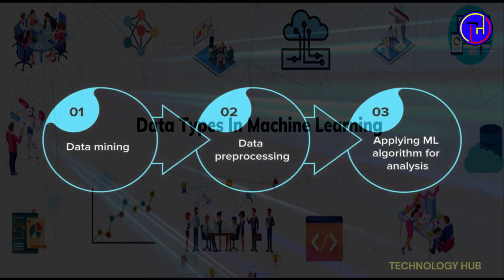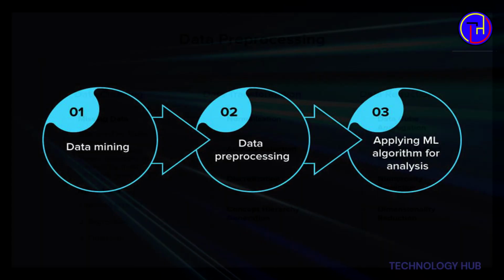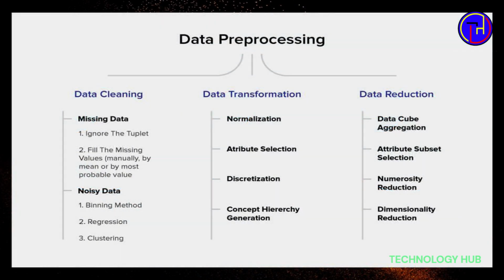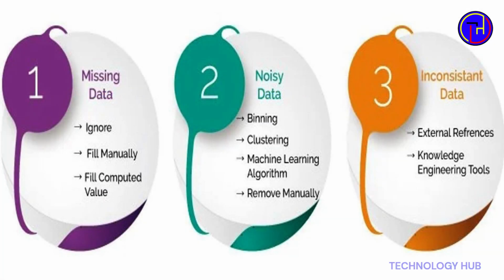Data preprocessing. Raw data often needs to be cleaned, transformed, and organized before it can be used for machine learning. Preprocessing steps might include removing duplicates, handling missing values, converting categorical data into numerical formats, and scaling features to a similar range.